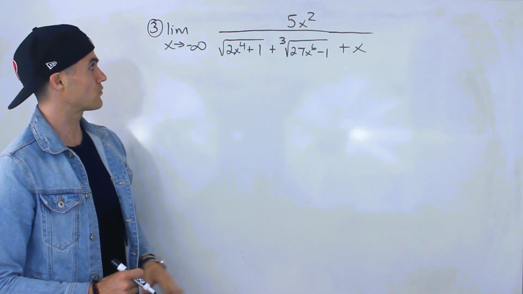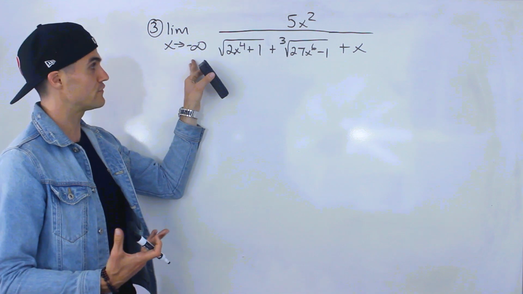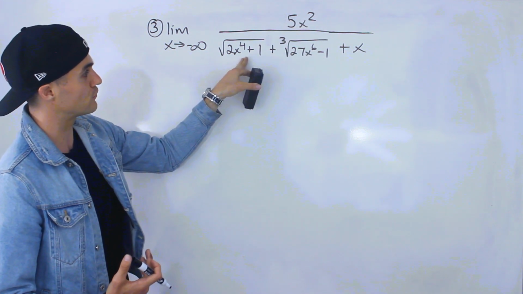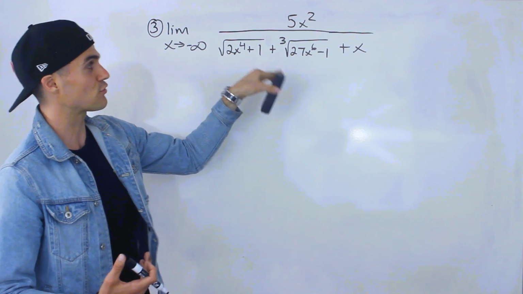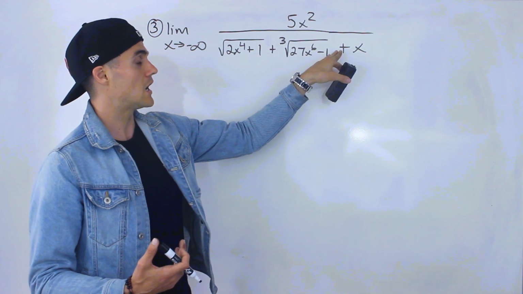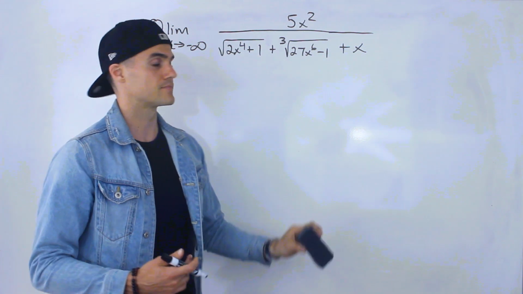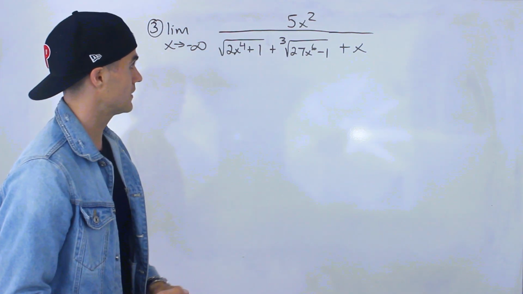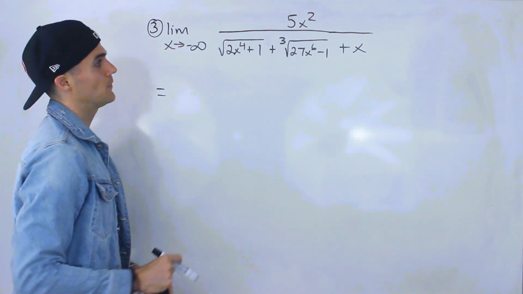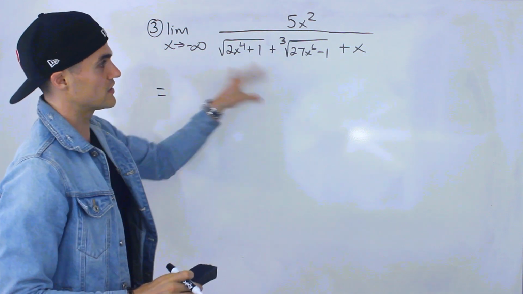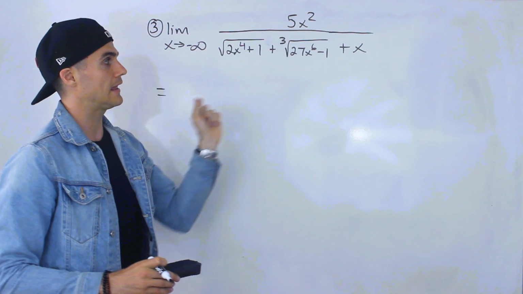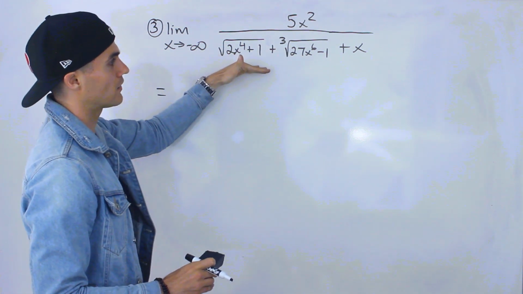And then finally, number 3, we got the limit as x approaches negative infinity of 5x squared all over the square root of 2x to the 4 plus 1 plus the third root of 27x to the 6 minus 1 plus x. So this is a fairly complex one as well. Now, as usual, what we want to do is divide all of the expressions by x to the power of the highest exponent in the denominator.